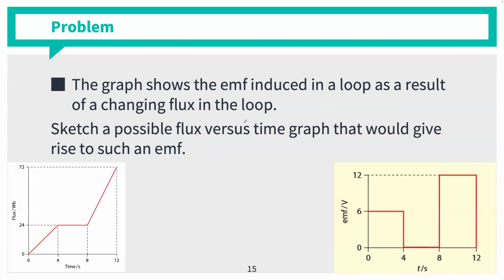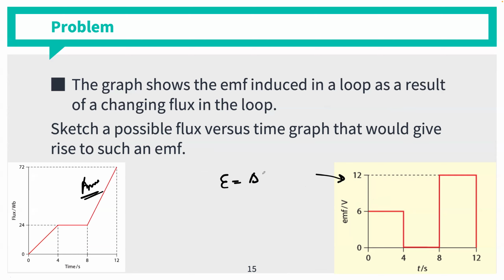The graph shows the EMF induced in the loop as a result of changing flux in the loop. Sketch a possible flux versus time graph that would give rise to such an EMF. So they have given you this. This is actually the answer, please ignore it. They have given you the EMF versus time graph and are asking you to draw the flux versus time graph.